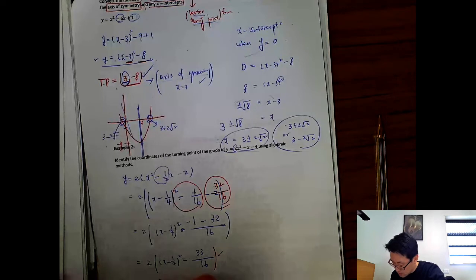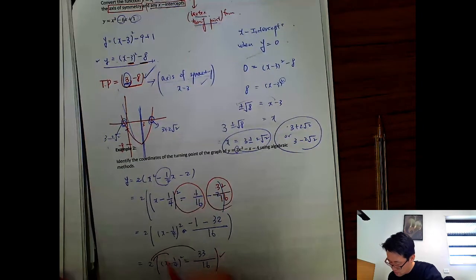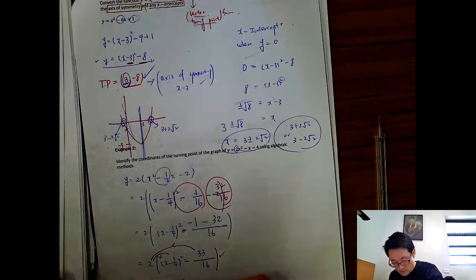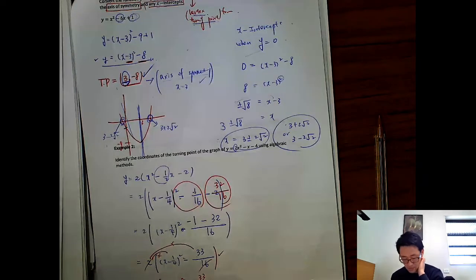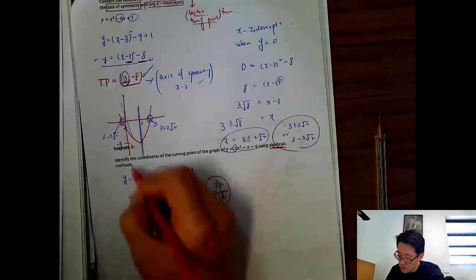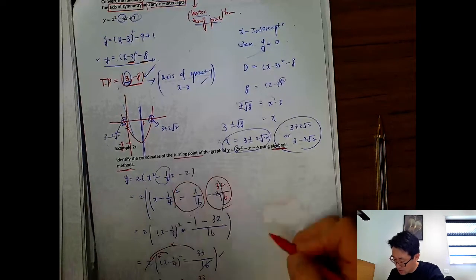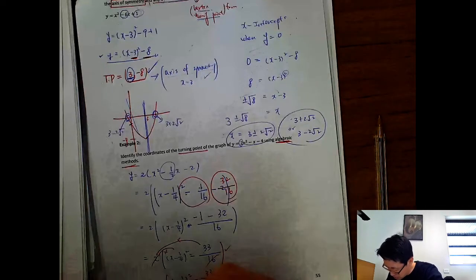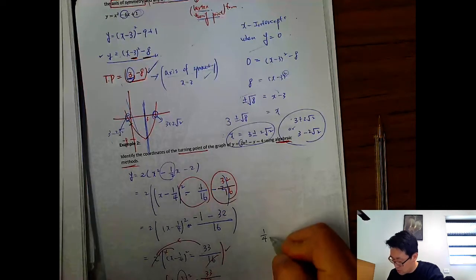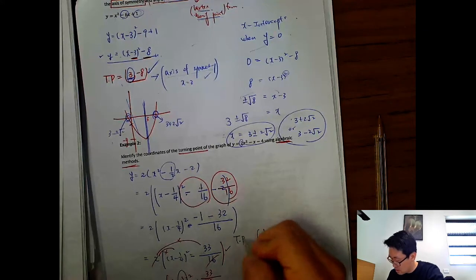And then now 2 x minus quarter square minus, open the bracket, 33 over 8, cancel things out. So try to make that form, yeah, using the algebra method. Okay, we're using the algebra method, and they ask for the turning point. Therefore, the turning point is 1 over 4, minus 33 over 8. P equals that.